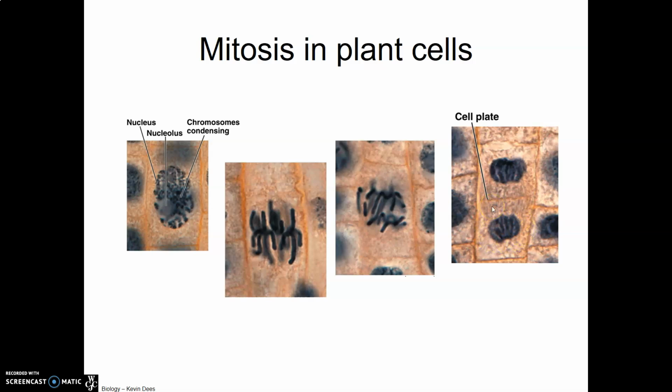Now, this is where one of the major differences occurs, because in a plant cell, instead of having cytokinesis occur with cleavage, forming a cleavage furrow, we see the formation of the cell plate that grows across, splitting the cytoplasm of one cell from the other.